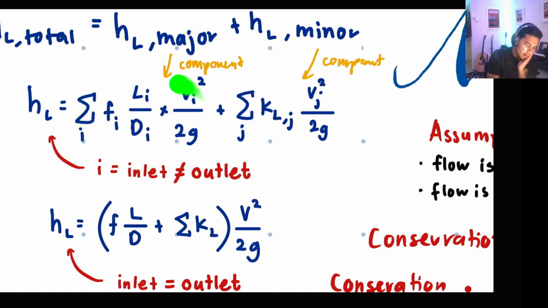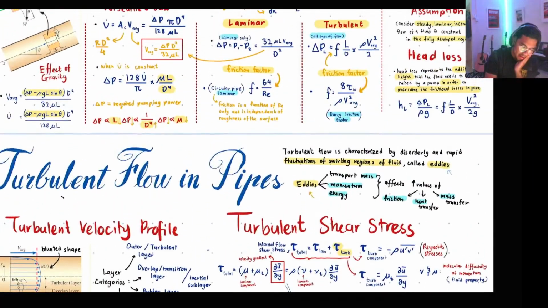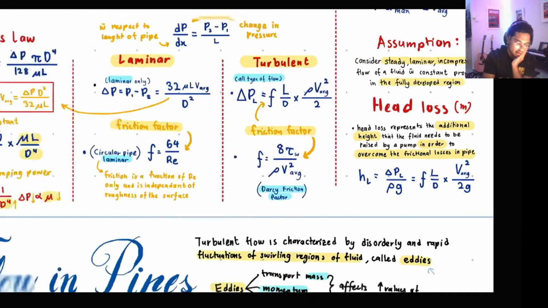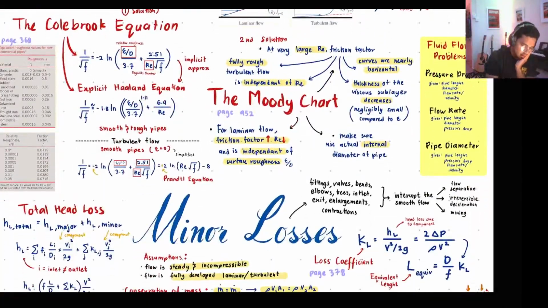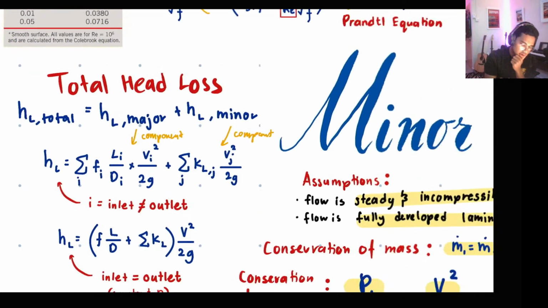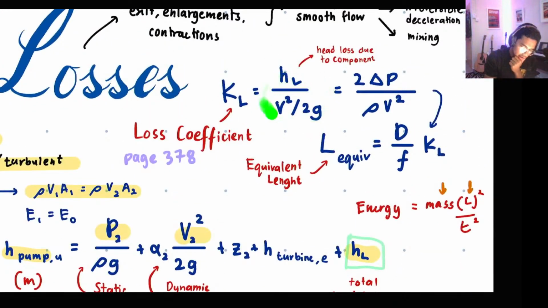What is this? Where can we find this? We can find this from here. Okay. Did you see the similarities? Friction factor, L over D, velocity squared over 2g. See? Same kind. Okay, so this is the minor losses. Where can we find this? We can find this from here.